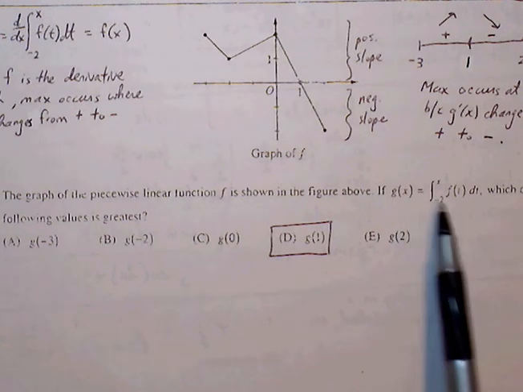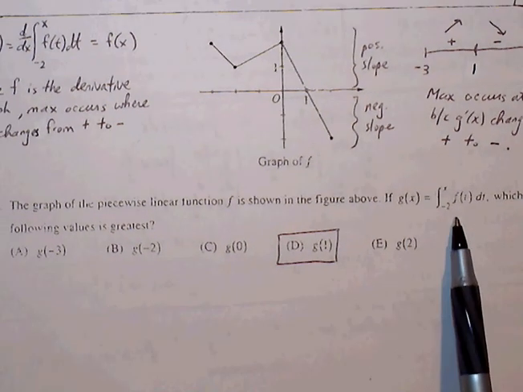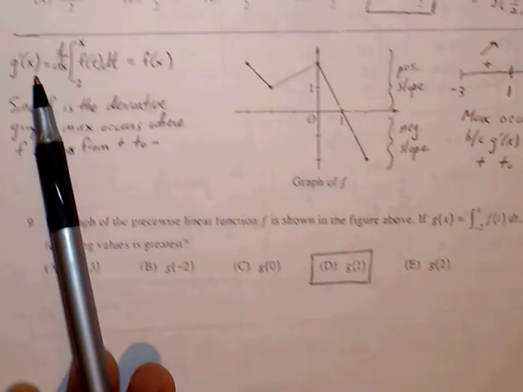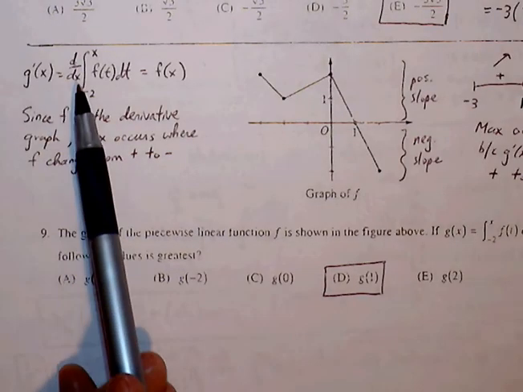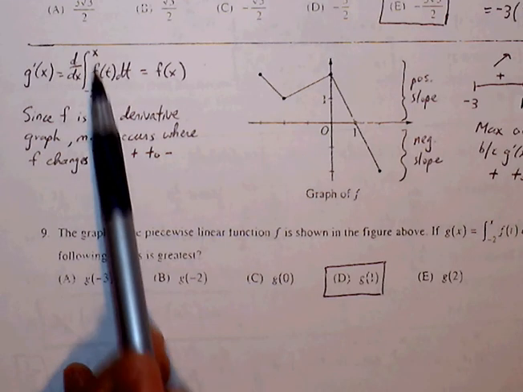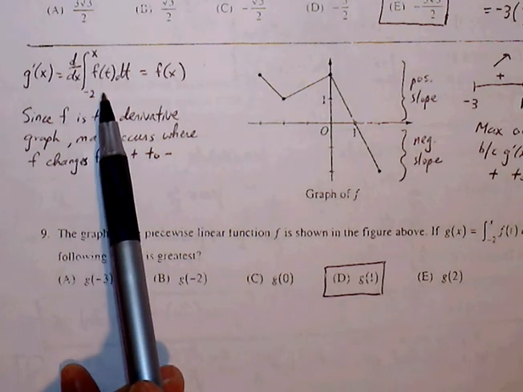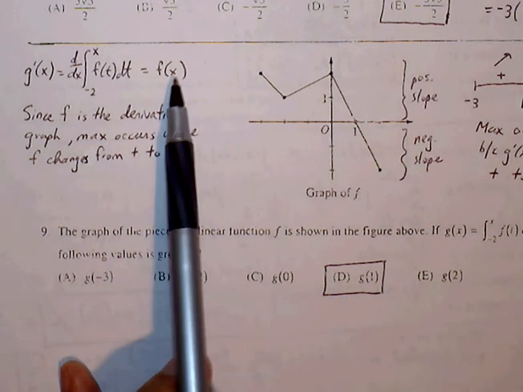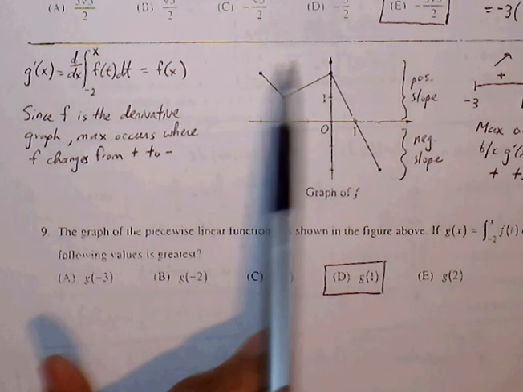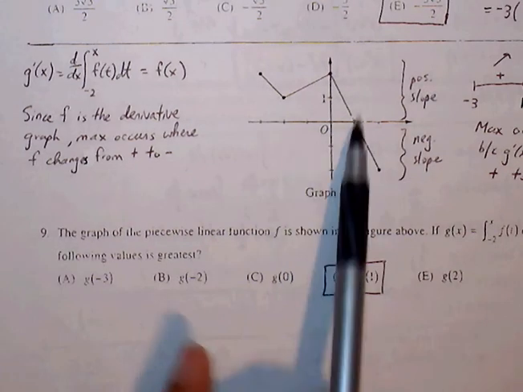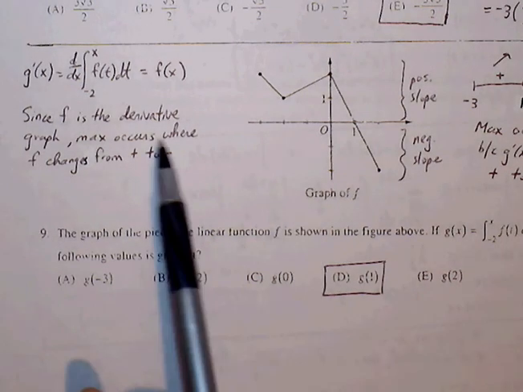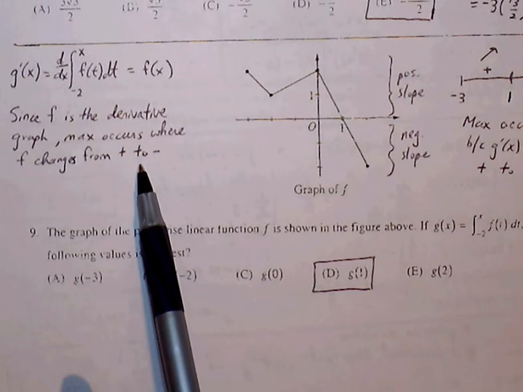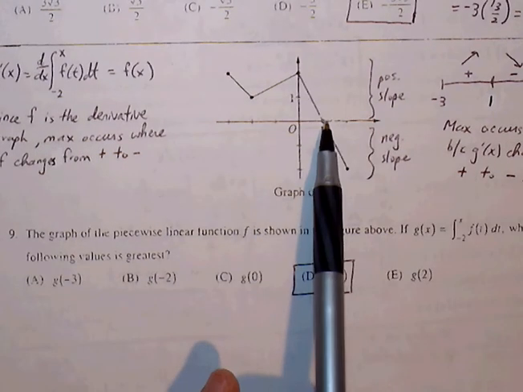So if I find the derivative of g of x, that will leave me with f of x, because taking the derivative of the definite integral is going to cancel out. We can simply use the second fundamental theorem of calculus, plug in x, which gives f of x. So basically, that's saying that f is the derivative graph of g of x. And since f is the derivative graph, the max is going to occur when f changes from positive to negative. So that's going to be where the slope is 0.